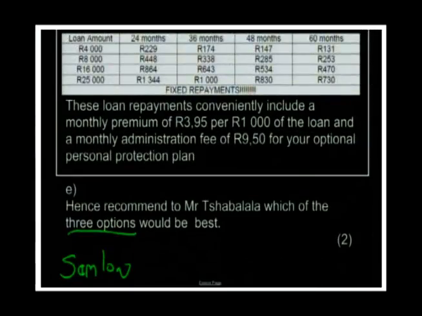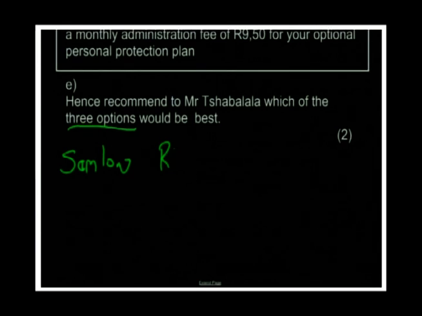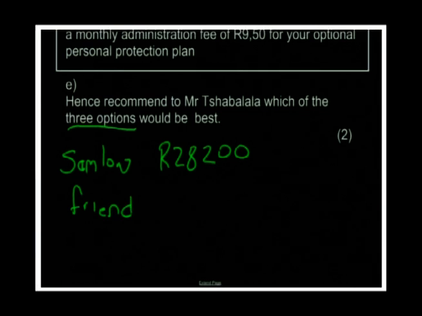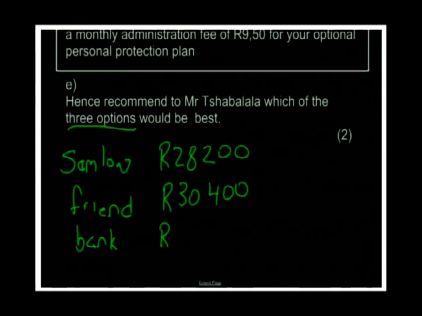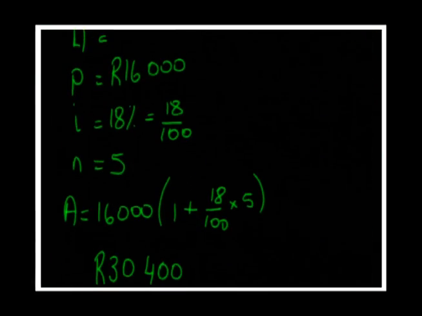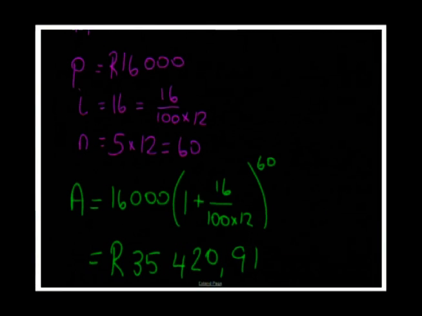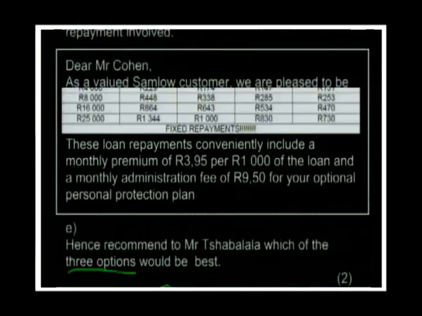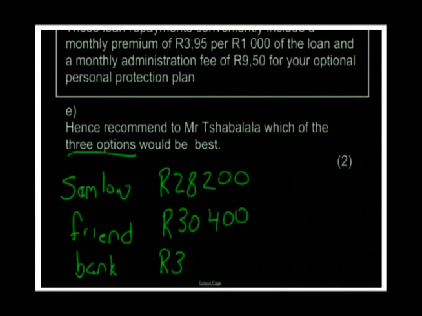Next one was 28,200. From his friend, it was 30,400, and from the bank, that was the friend, from the bank was 35,420 and 91 cents. So which was his best option?